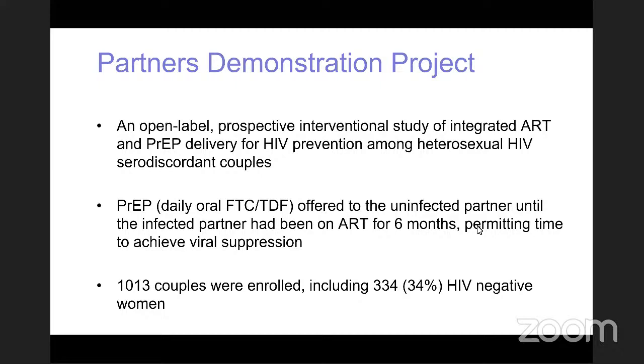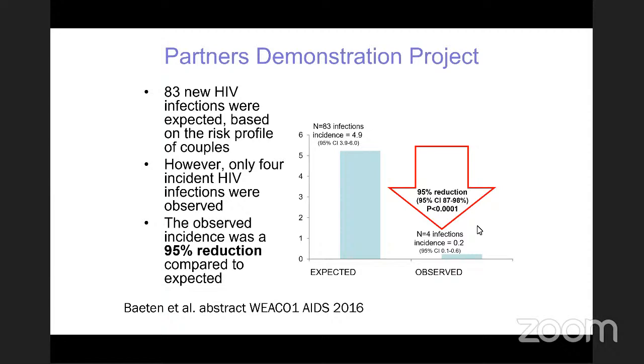This one was done in Kenya and Uganda, and it was a prospective interventional study where PrEP was offered to the HIV negative person in a serodiscordant relationship for 6 months, until the one who was HIV infected achieved viral suppression. I'll come and talk later about what it means when one is virally suppressed. This one enrolled only about 1,000 couples. Based on modeling of behavioral characteristics, we would have expected to find 83 new HIV infections. But because of the use of PrEP, only 4 infections were observed, demonstrating a 95% reduction in HIV risk, which is much higher than the 75% observed in the trials.